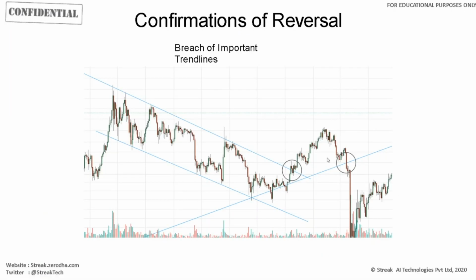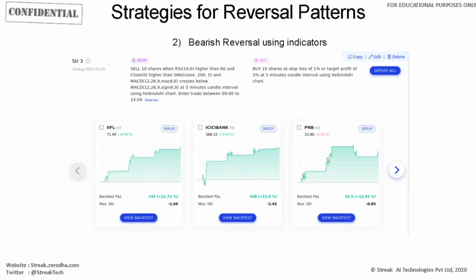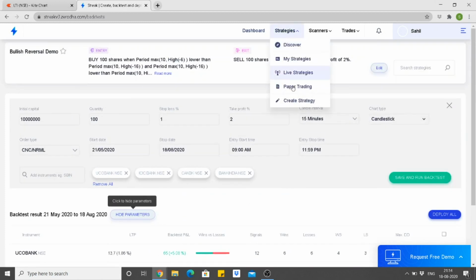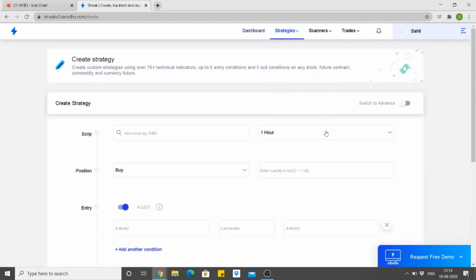Now let's head back to Streak and learn how we can create a strategy for a bearish reversal. We just created a bullish reversal strategy. We will now be going ahead and creating a bearish reversal strategy. This strategy is going to be created by purely using technical indicators. So let's head back to Streak and create this particular strategy as well.